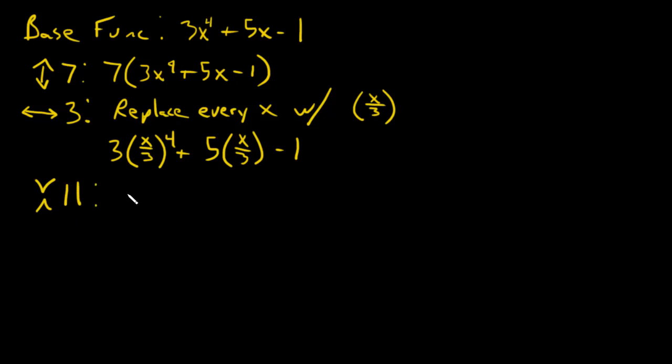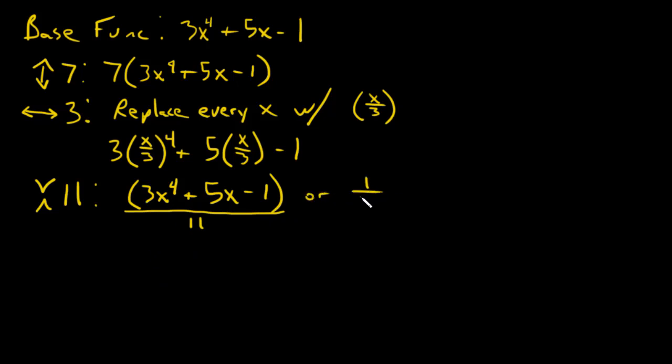Well, it's a vertical transformation, so first thing I'm going to do is put the whole function in parentheses. And then what do I do to get it to shrink vertically by 11? Well, I just divide by 11, and it shrinks it vertically by a factor of 11. Or I multiply by 1 over 11, whichever one you prefer. Some people like one way, some people like the other.